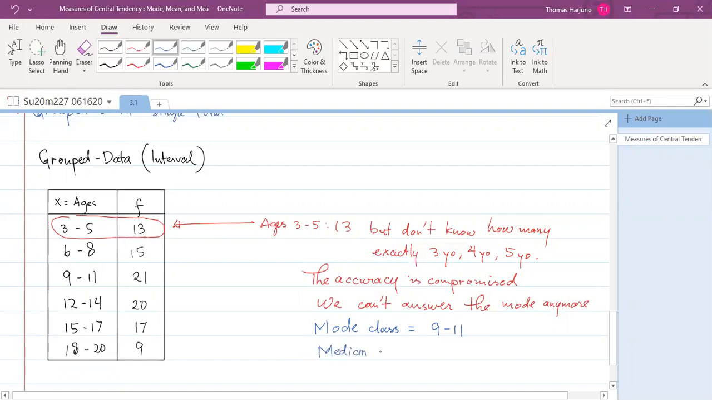Now, likewise, we cannot tell. There's actually a formula to estimate the median though, but that formula is quite complicated, so I will not teach you. I'm not even sure if it's in our textbook. But there's actually a formula to estimate, not precisely, the median, but the easiest we can answer here is the median class, the class where the median is located.